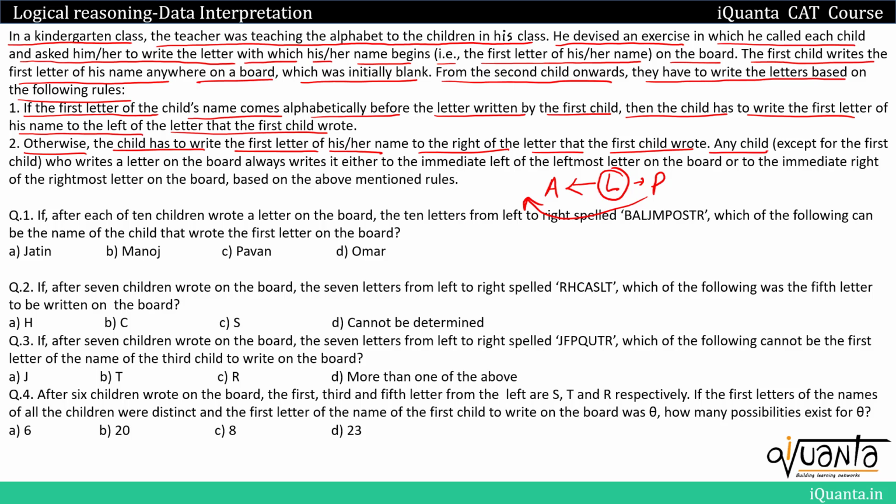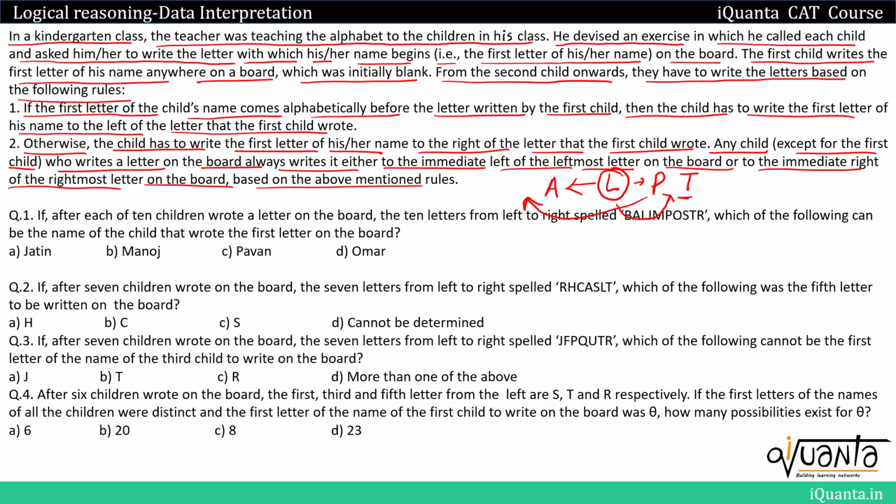Then after that, any child except for the first child who writes a letter on the board always writes it either to the immediate left of the leftmost letter on the board or to the immediate right of the rightmost letter on the board, based upon the above mentioned rule. So basically this is saying the same. Let us assume that there is some fourth child coming and the first letter of his name is, let us say, T. Then he'll definitely be writing it over here, that means to the rightmost end.